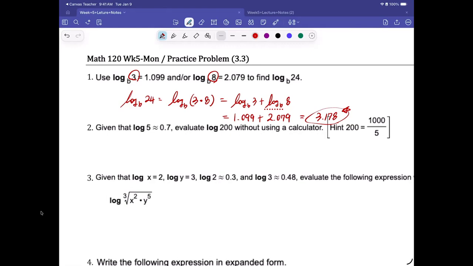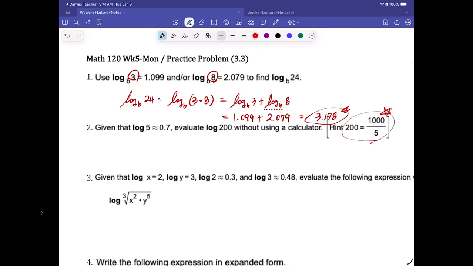The next example is weird because the given number is only one. Log base 10 of 5 is close to 0.7, and then you have to evaluate the log of 200. But here's the hint, a very wonderful hint. The 200 we can rewrite as 1,000 divided by 5. 1,000 divided by 5 is 200. 1,000 is 10 cubed. But the log without a base means the log is what? Base 10. So we can use this idea like this.